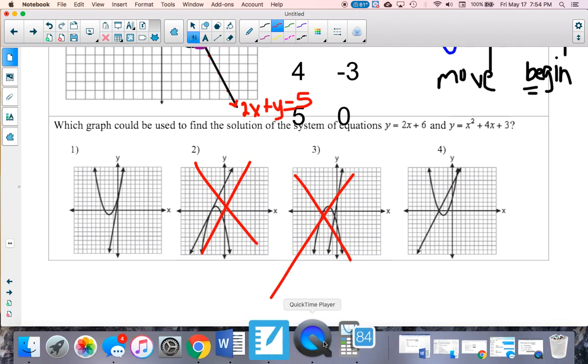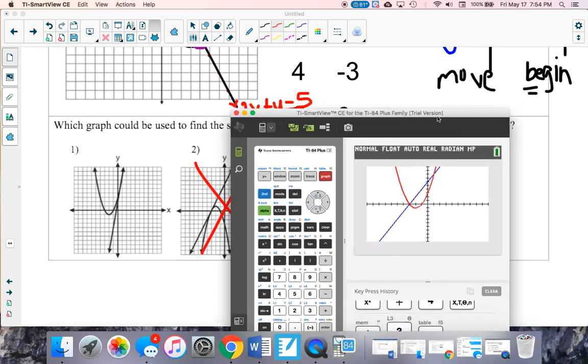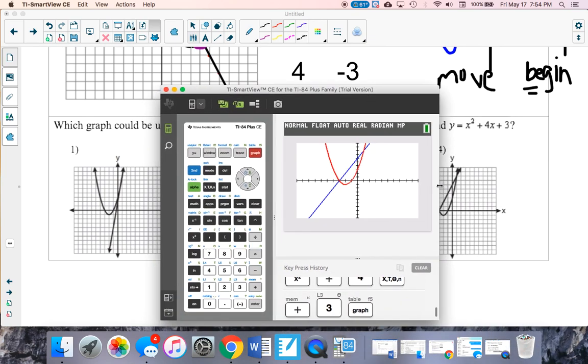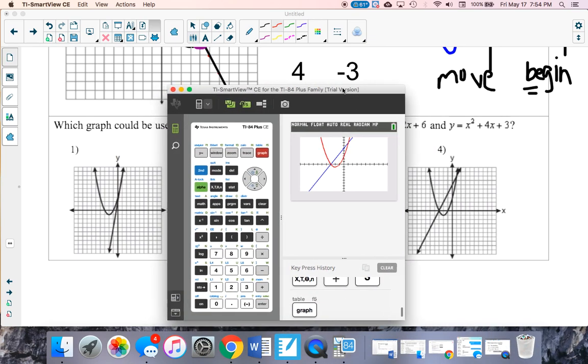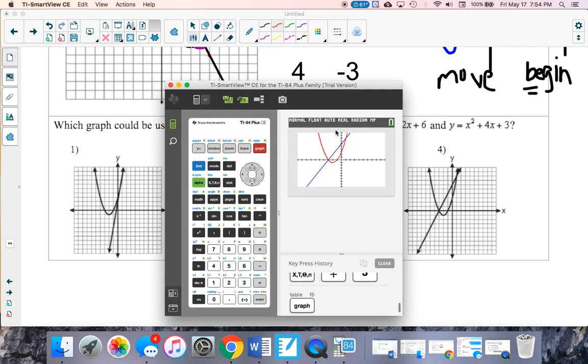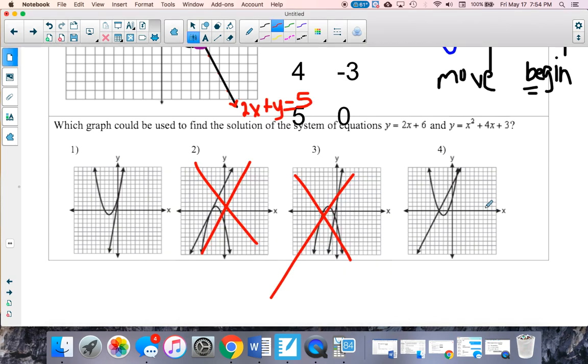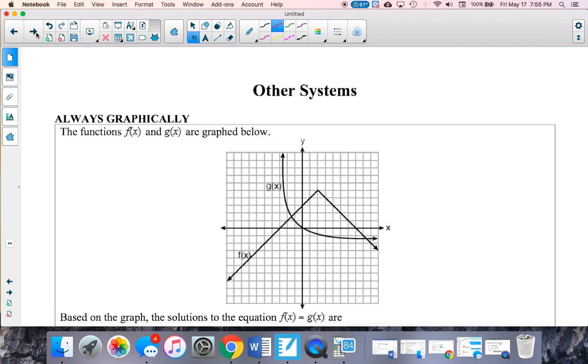Oh, and here's where the struggle comes in. These kind of look the same, right? Let's see if I can compare them both at the same time. Okay, so what I notice is that my blue line has an x-intercept of 3. This one has an x-intercept of not 3, and this one has an x-intercept of 3. So this must be the correct answer. Okay, almost there.